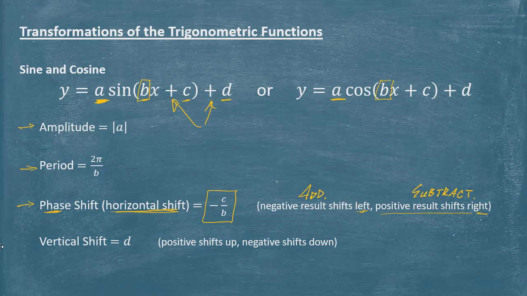The easiest one out of the three, actually it's probably tied with the amplitude, is the idea of vertical shift. Vertical shifts are always going to be the standalone at the end. Whatever you add or subtract on the outside, adding moves something up, subtraction moves something down. So whatever that value of d is, the number on the outside being added or subtracted, would account for any vertical shift.